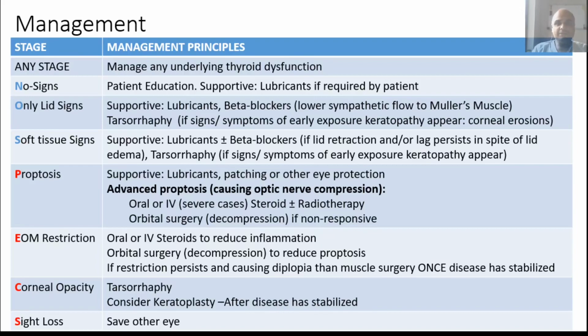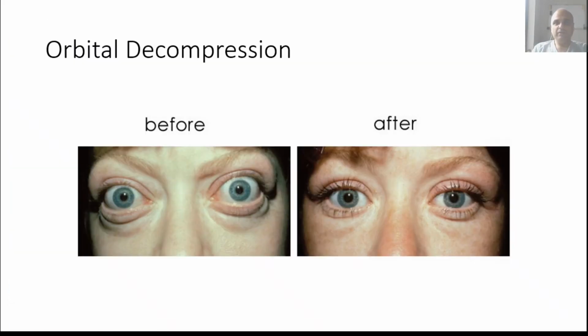For corneal opacity, tarsorrhaphy, and you can consider keratoplasty once the disease has stabilized. And for sight loss, save the other eye and preserve whatever vision you can in the involved eye. This is the before and after comparison of orbital decompression. You can see the marked improvement in proptosis before and after surgery.